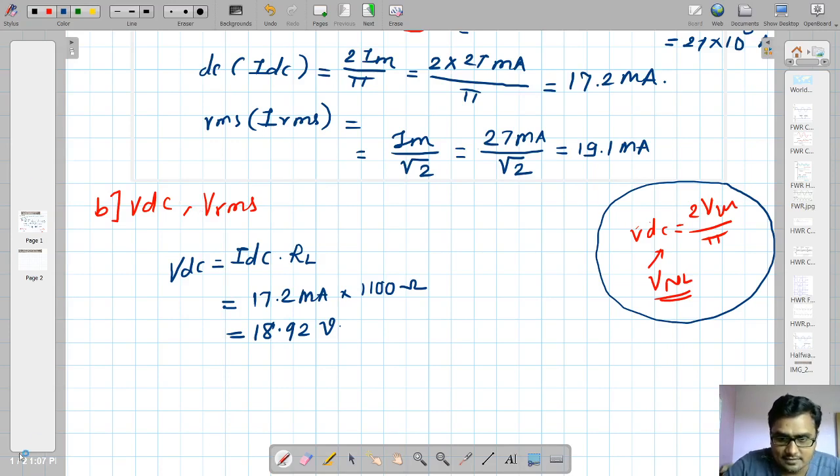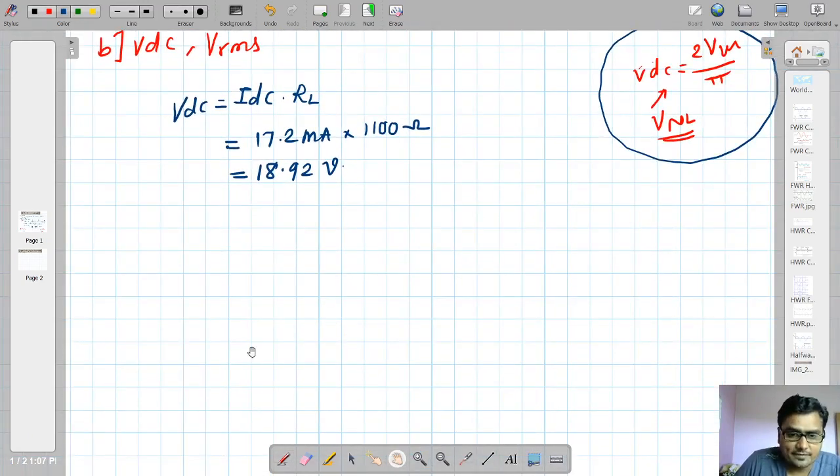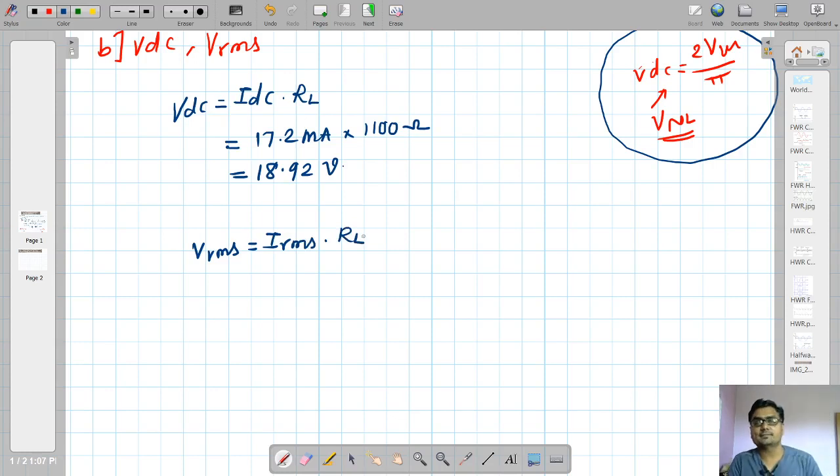Now the second thing is VRMS. I'll write VRMS here. Now, what is the way to calculate VRMS? The same way. It is IRMS multiplied by the value of the load resistor. See, here also I am considering only the load resistor, not the complete resistance, that is RS plus RF plus RL. No, not at all. I want the voltage developed across the load resistor.